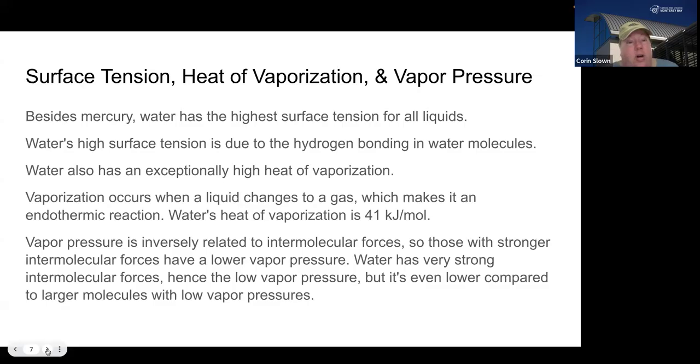Now, we've talked before about how water has an exceptionally high heat of vaporization. And this vaporization is what occurs when you're transforming a liquid into a gas. If you want to think about this, it's really an endothermic change. The heat of vaporization is 41 kilojoules per mole. And maybe most importantly here, it's not so much a reaction, is it really? This is a physical change or a state change.